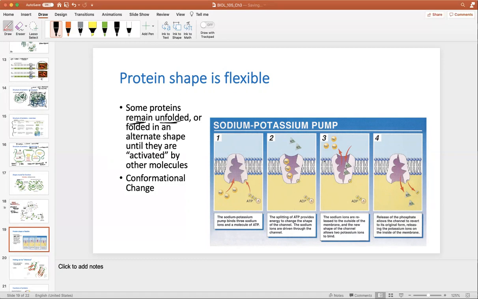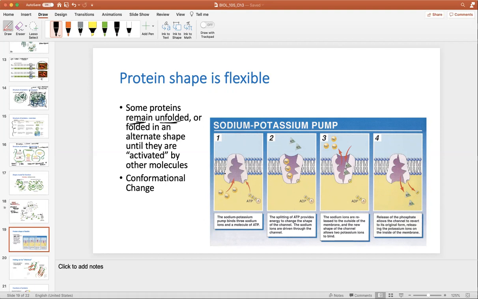This is something called a sodium-potassium pump. This little bit here is a cell membrane. This is the outside of the cell. This is the inside of the cell. And for reasons that we'll talk about later, sometimes you want to build up the amount of sodium outside the cell and bring potassium inside the cell, okay? This has a lot to do with the functioning of your brain and some other cell signaling, okay?